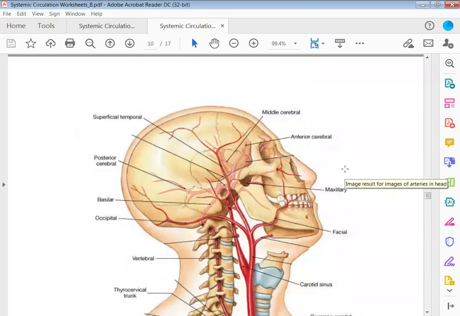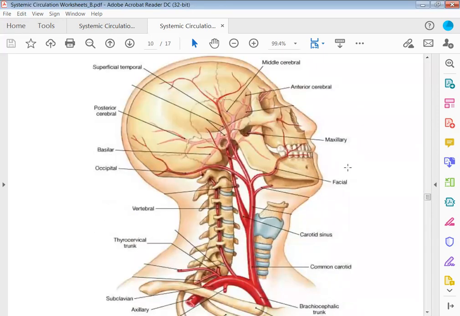Okay, we've gone over all of these in previous videos until we get to this one right here. Okay, this is a picture of the head, and we're trying to see the arteries that are going on in this neck and head region. So we're going to start down here.